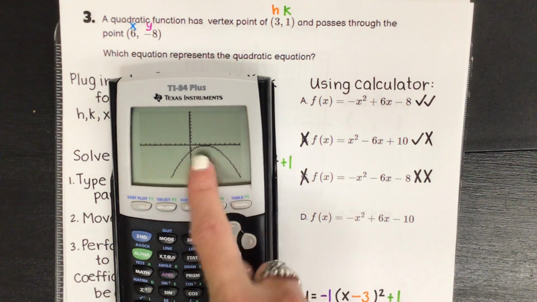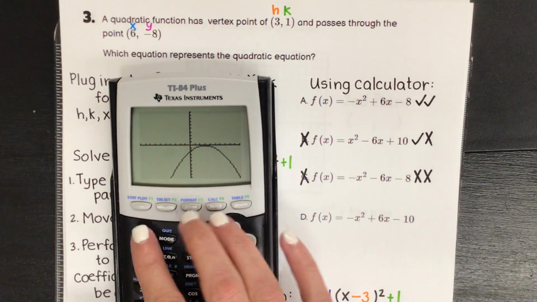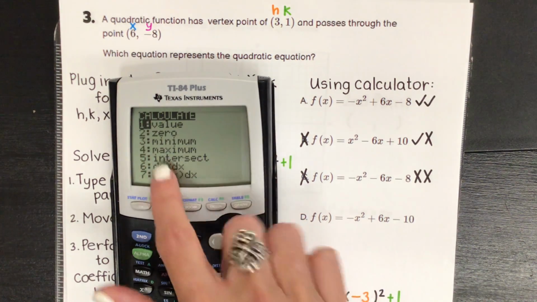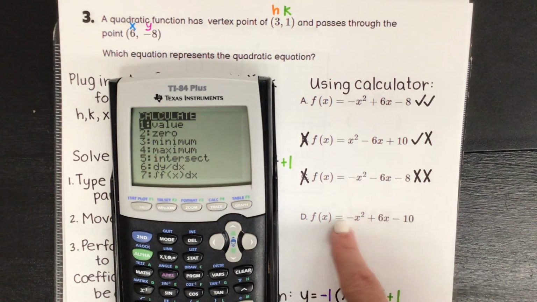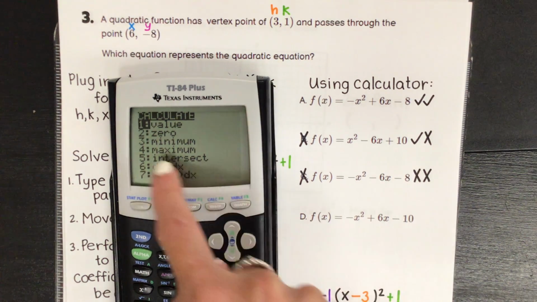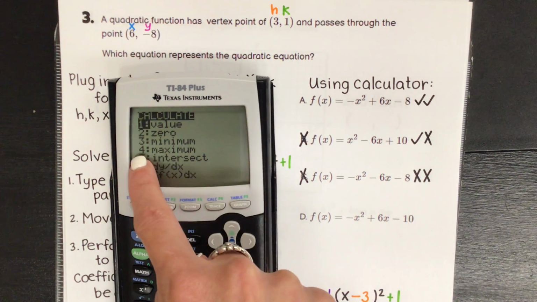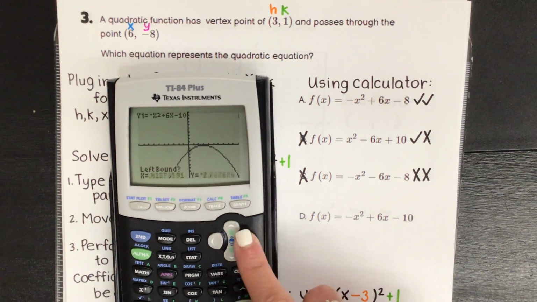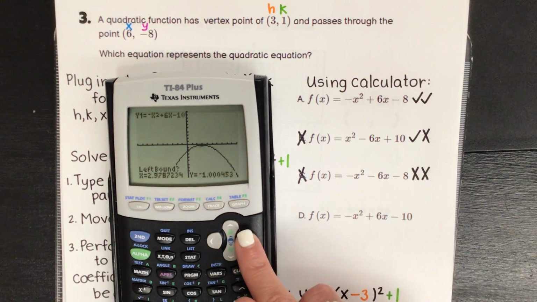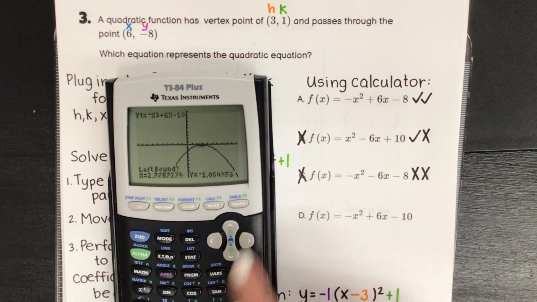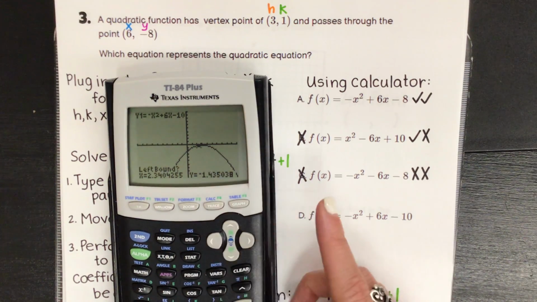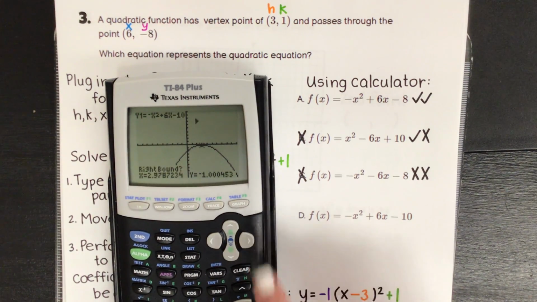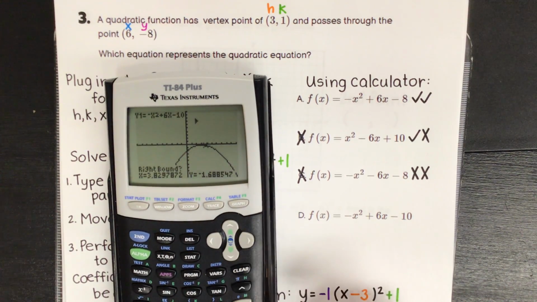Okay, it doesn't look like it's in the first quadrant, but I am gonna go ahead and use my calculator to check it. And because this opens down, because my A coefficient is negative, I know my vertex is a maximum, so I'm gonna press option 4. And now I'm gonna go to where I think my vertex is. That looks pretty good right there. Now I'm gonna go to the left side and lock in. I'm gonna go back to where I was, and now I'm gonna go to the right side and lock in. And now I'm gonna press enter to guess.